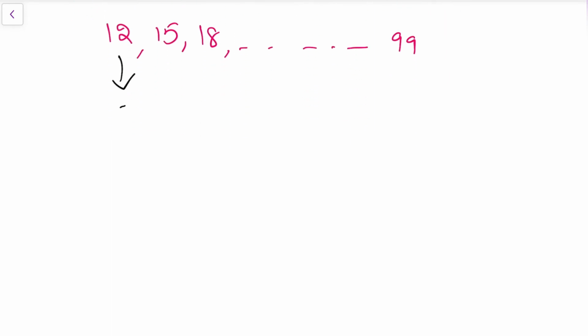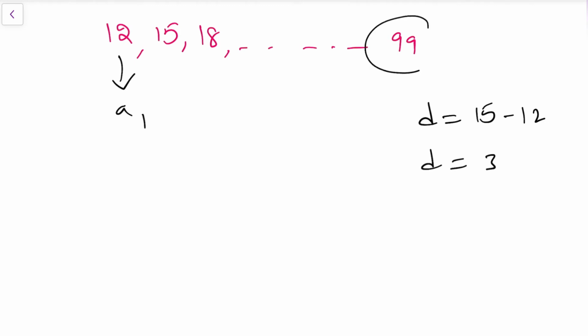12 is a or a1. Then what about the common difference? Common difference is equal to a2 minus a1, right? a2 is 15 minus a1 is 12. So common difference is 3. Next, what is an then? Last term is given, that is nth term, 99.